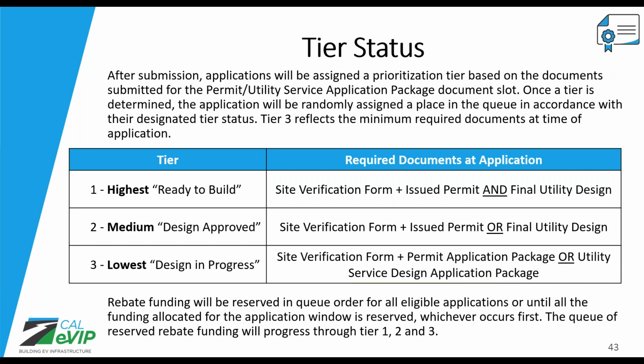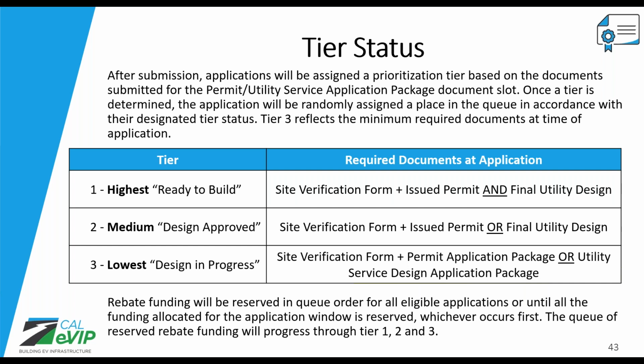Now I want to pause here and talk about the tier status. After submission, applications will be prioritized based on the documents that you have submitted for the permit or utility service application package. Once a tier is determined, the application will be randomly assigned a place in the queue within your designated tier. Tier 3 reflects the minimum required documents at the time of application.